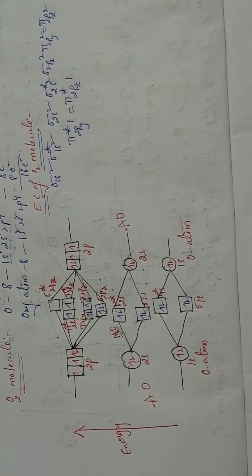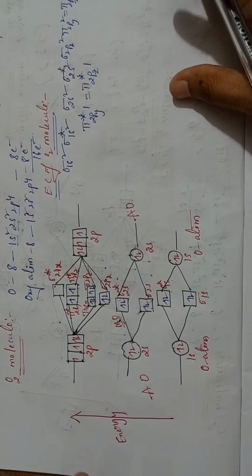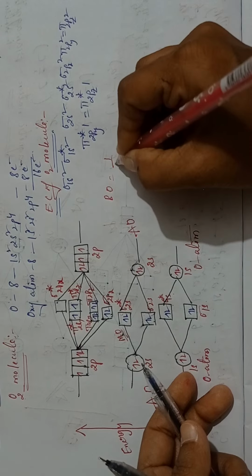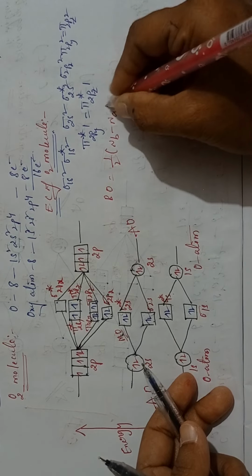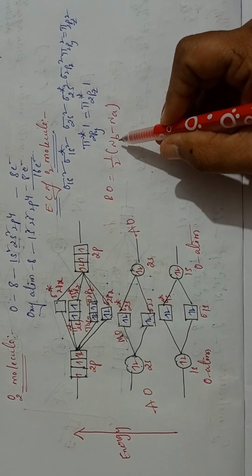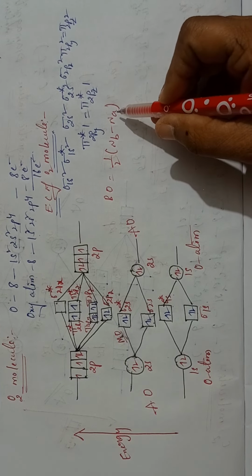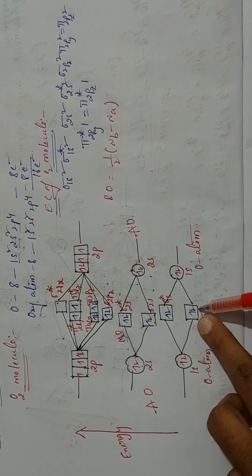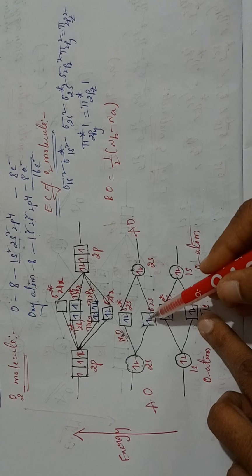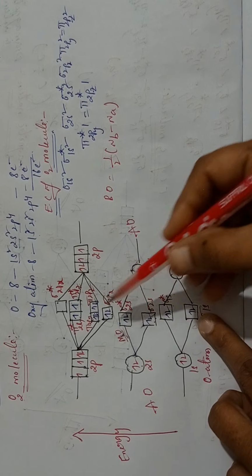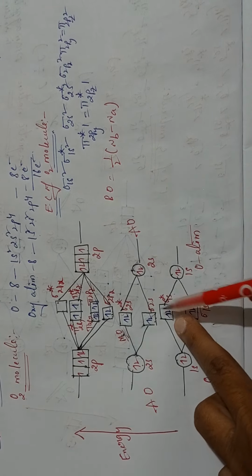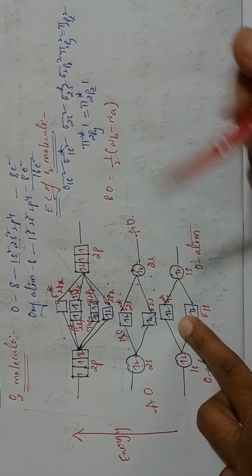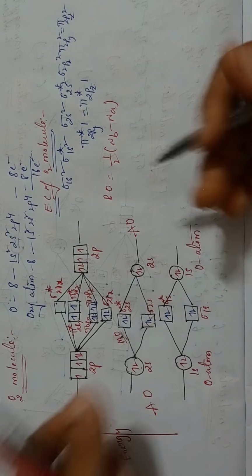Now coming to the bond order, students. How to write the bond order? The formula is half into NB minus NA. NB means the number of bonding electrons, NA means the number of anti-bonding electrons. These lower orbitals are all bonding. Anti-bonding means these upper orbitals, the star ones. These are all anti-bonding.